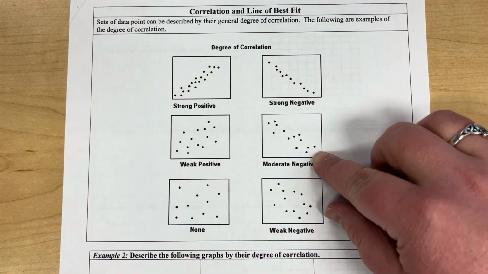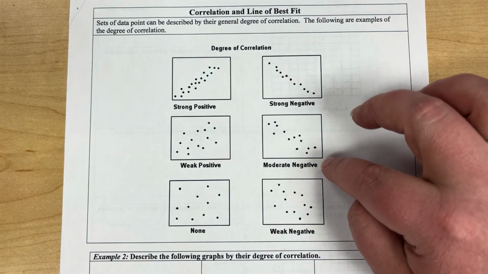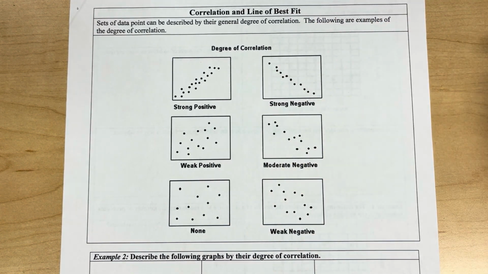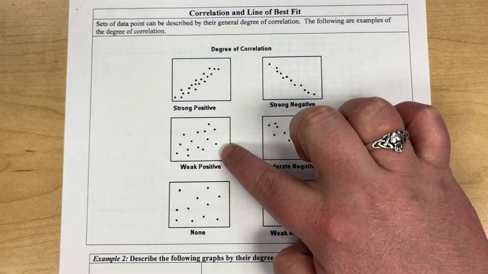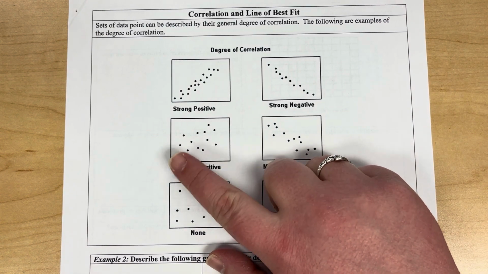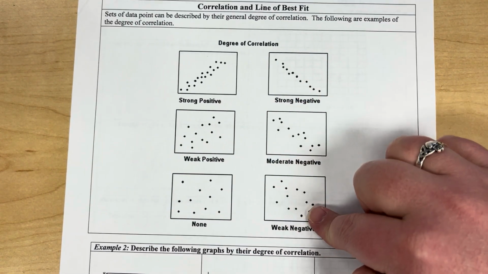Moderate, we don't talk about moderate too much, but it's somewhere between weak and strong. You can still tell what direction it's going in. The dots are not super close together, but also not fairly far apart either, like weak is. Again, with weak, you can still vaguely tell which way the graph is going, but the dots are much farther apart in both of these types.